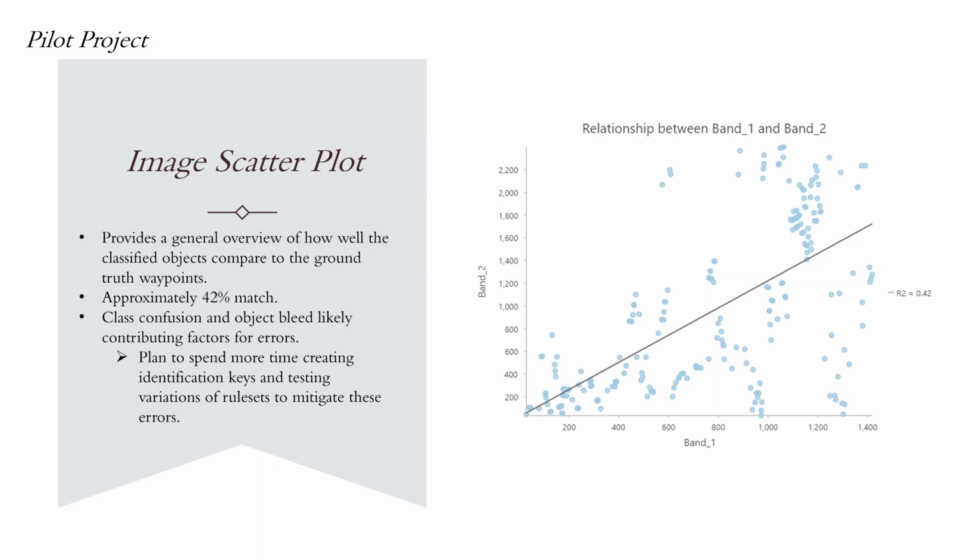Reasons for these low results likely stem from class confusion. And you could see this in the example that I showed you guys, specifically where some objects held more than one feature, like where a tree and a car were within a single object. To correct for this in my capstone, I plan to spend more time creating identification keys and testing variations of my rule set, especially during segmentation to capture single features per object. I feel as though I'll be able to identify hemlock trees accurately if I can find enough unique characteristics about them.